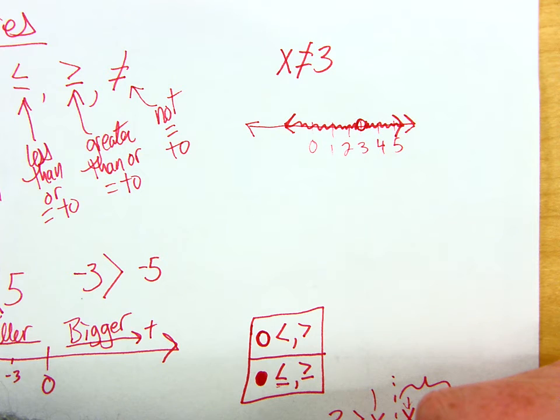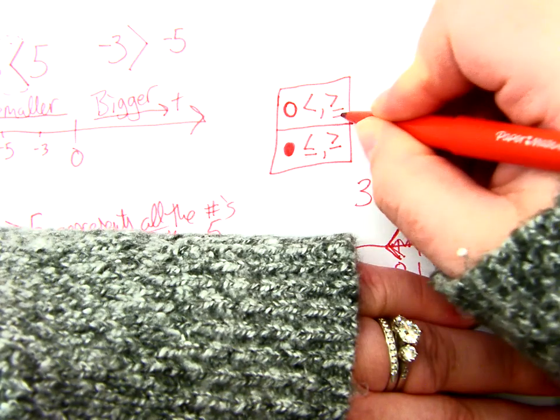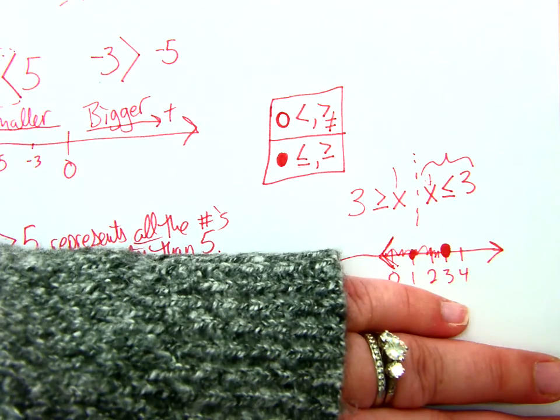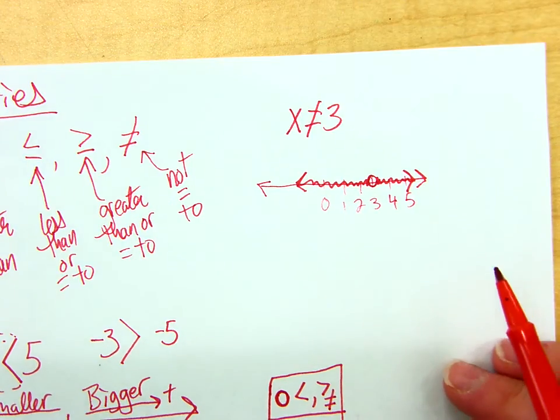X is not equal to whatever number. So actually, if you want to add that in your little list, not equal to would also be an open dot. Okay? This makes sense?